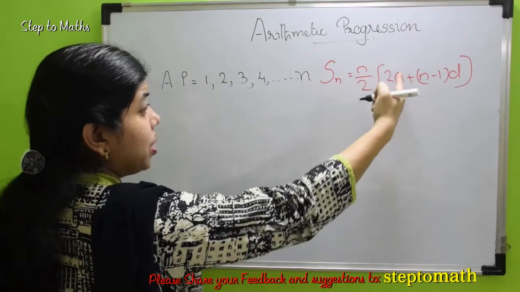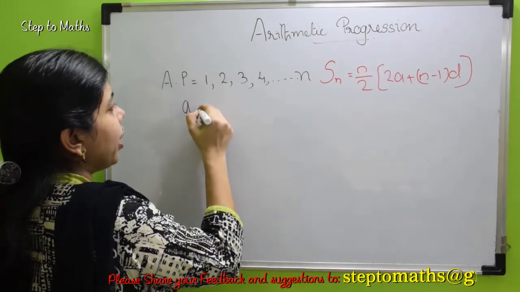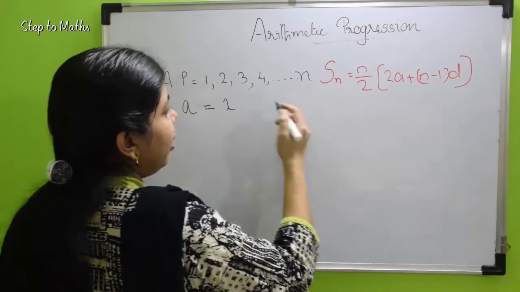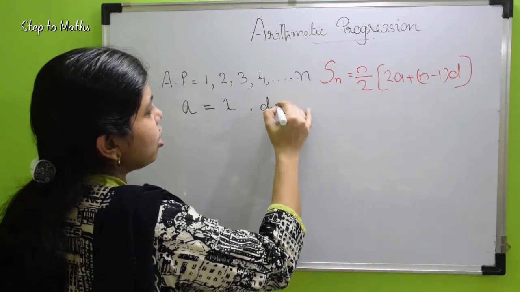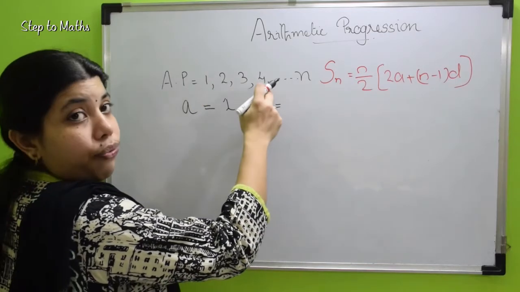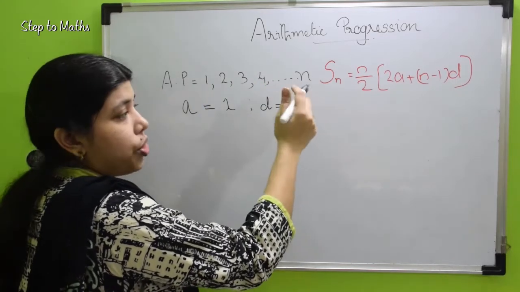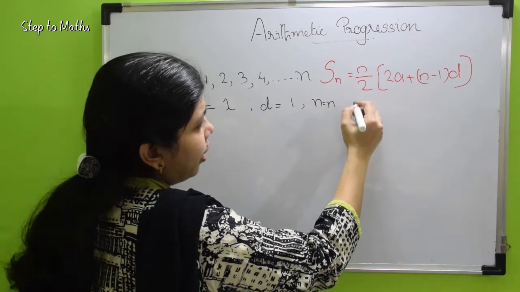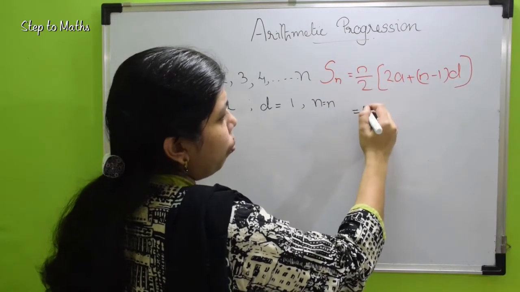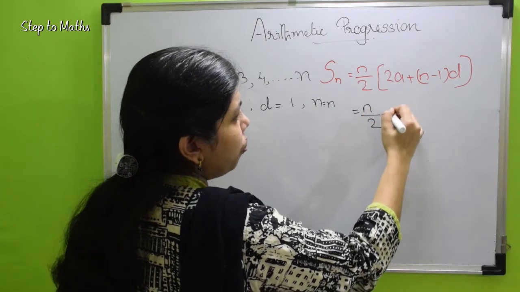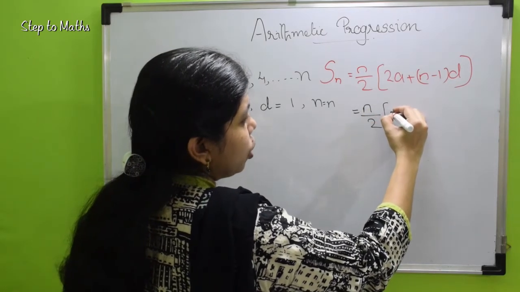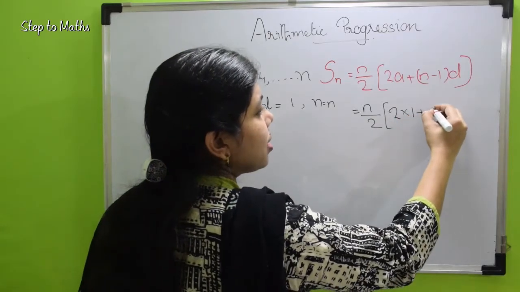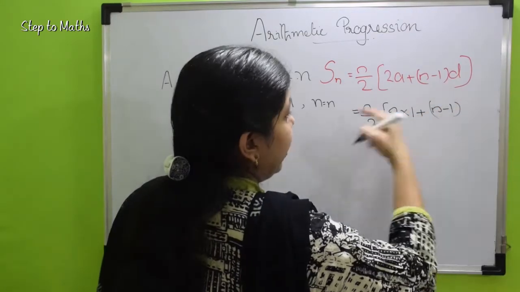For n natural numbers, a is the first term, so a is equal to 1, and then the value of d. In 1, 2, 3, 4, that is the arithmetic progression, so d is also 1. The number of terms is n. If we substitute, n upon 2 into 2a, 2 into a, is 1 plus n minus 1, d is 1.